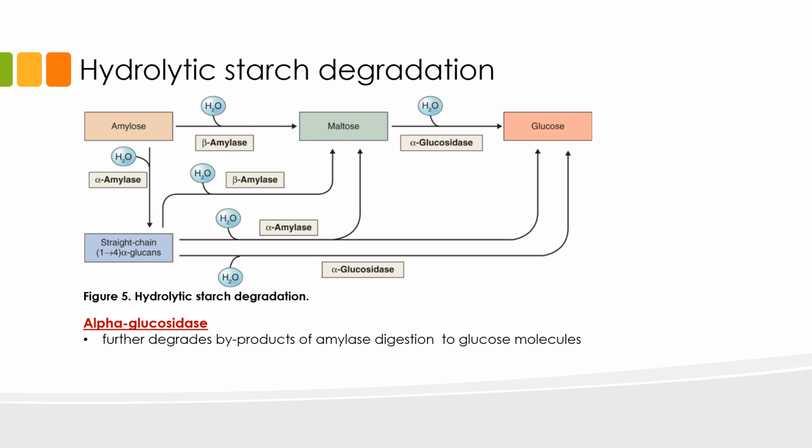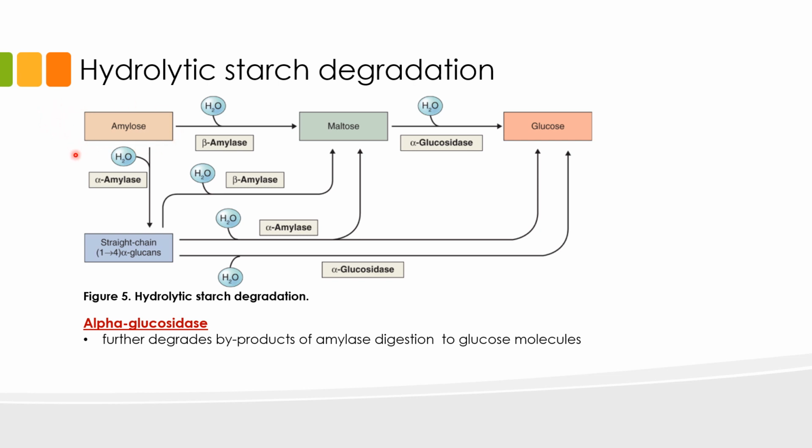It still needs to be broken down into individual glucose units so the seed can use it as an energy source. This is where alpha glucosidase comes in. Alpha glucosidase can cut into maltose residues to produce 2 individual glucose units. The alpha glucosidase can also cleave or cut the shorter glucose chains produced by alpha amylase into single glucose molecules. However, it cannot directly attack the full amylose molecule.